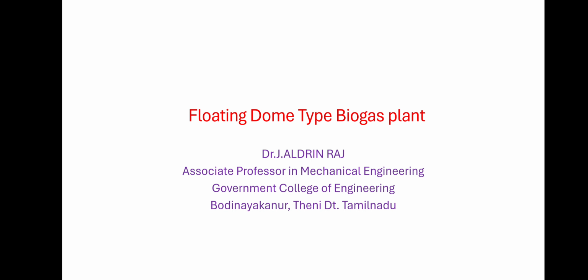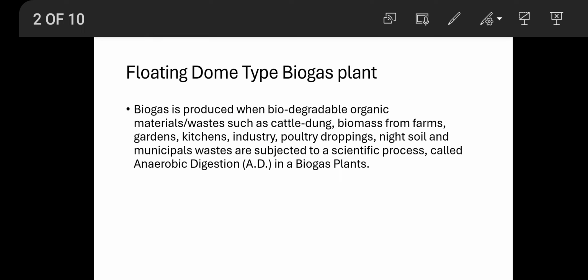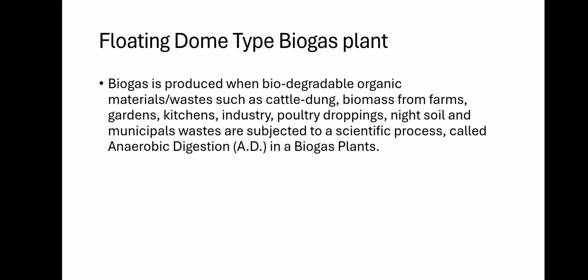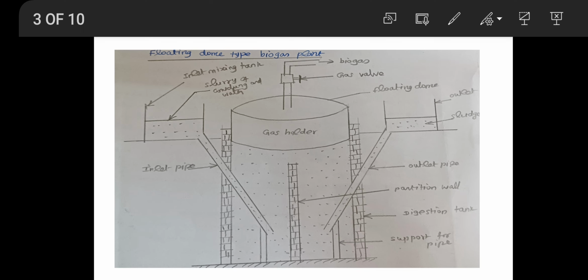Floating dome type biogas plant is discussed in this video. In a biogas plant, biogas is produced from organic materials or waste such as cattle dung or biomass from farms, gardens, kitchens, industry, poultry droppings, night soil, and municipal waste, which are subject to a scientific process called anaerobic digestion. The floating dome type biogas plant is shown in the figure.